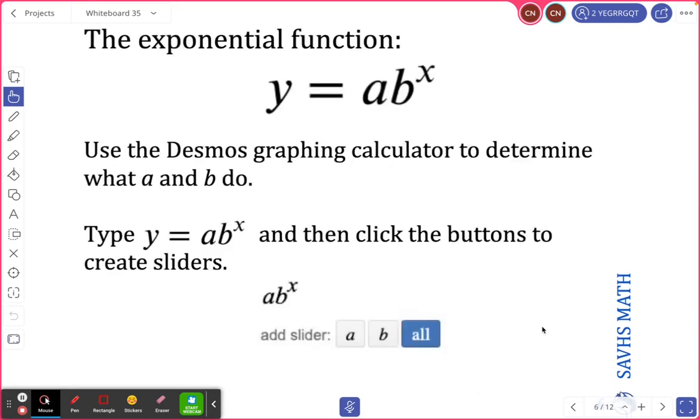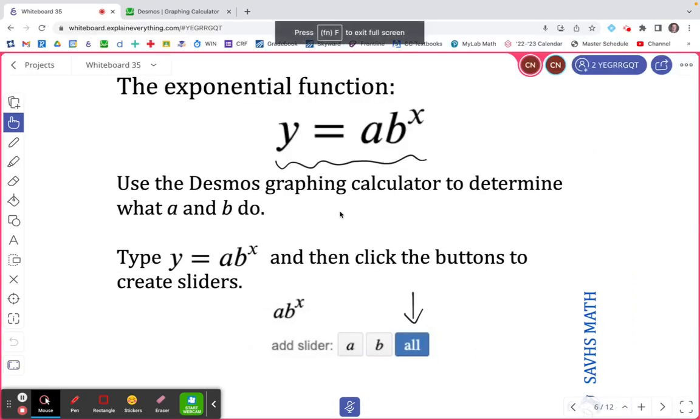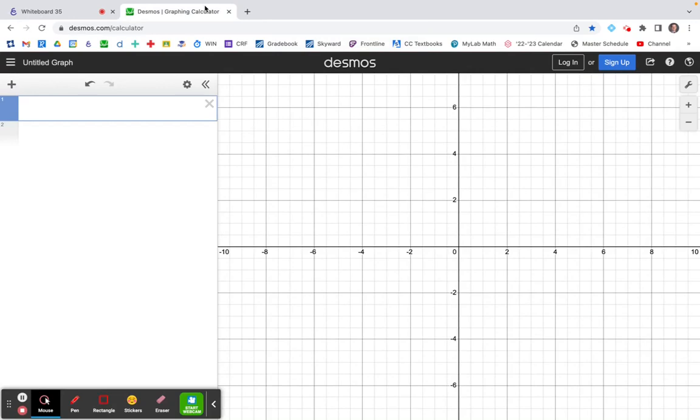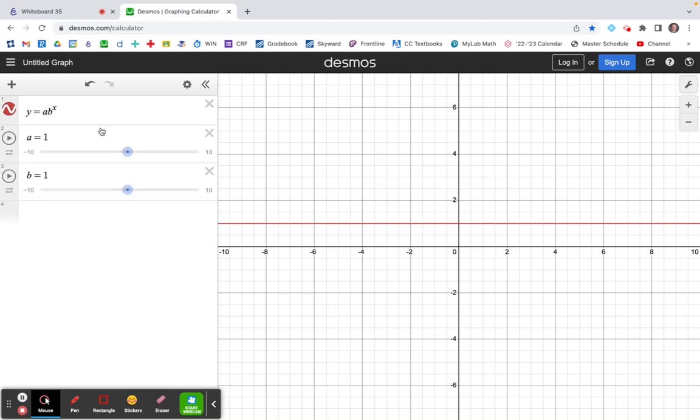So what I want you to do right now is go to Desmos, maybe on a separate tab, and just type in y equals a b to the x, and then click the button that says all when a slider shows up as an option. I'm going to switch to that on my screen too, so that you can see what I'm looking for. I want to do a little bit of experimenting with that. Here I go. I'm just going to type in y equals a, b, to the x. To do an exponent, you can do shift and then 6, and then an x. You have to click that all button.